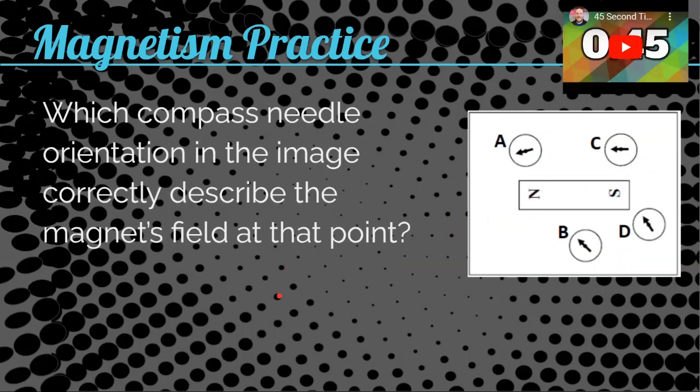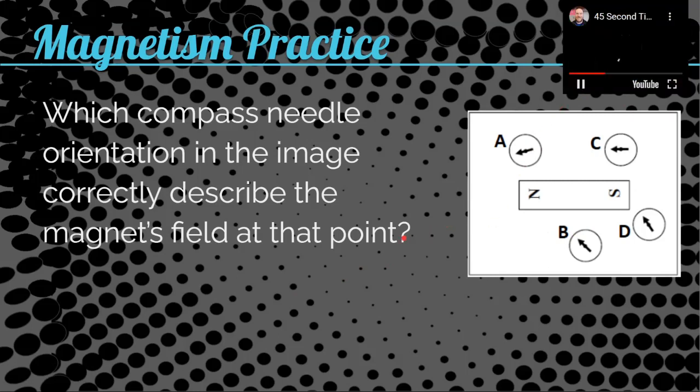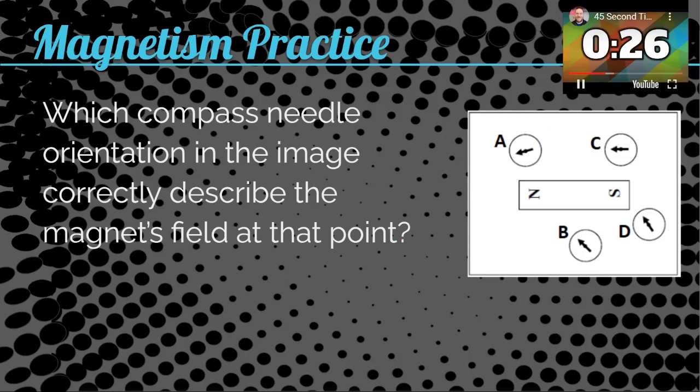All right, so again, other questions we could ask you. Which compass needle orientation in the image correctly describes the magnet's field at that point? This is just like the warm-up question from yesterday, just a different picture. So take a second, and again, you might have to sketch the field lines in to see which one would be correct. But take a second and see if you can figure out which one would be correct, A, B, C, or D. You can talk to your neighbor if you're not sure. And then we'll discuss this when my timer goes off in 25 seconds.